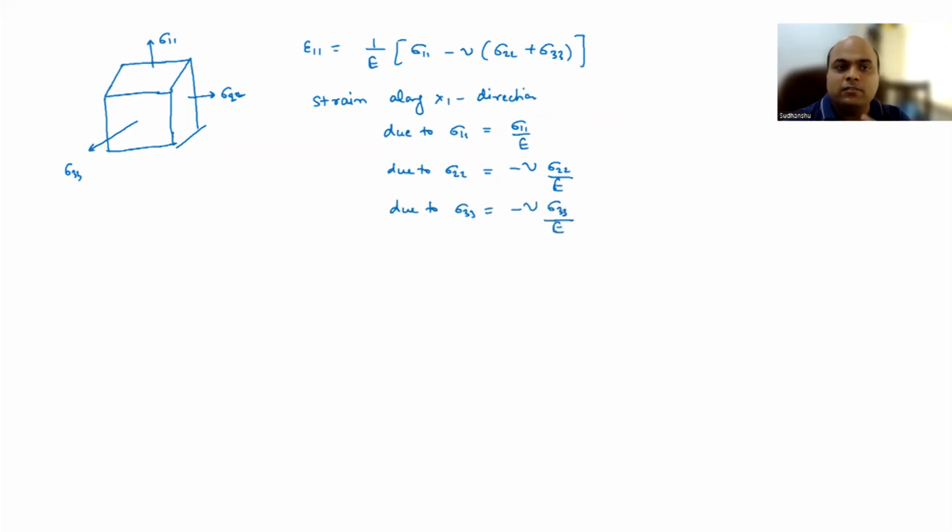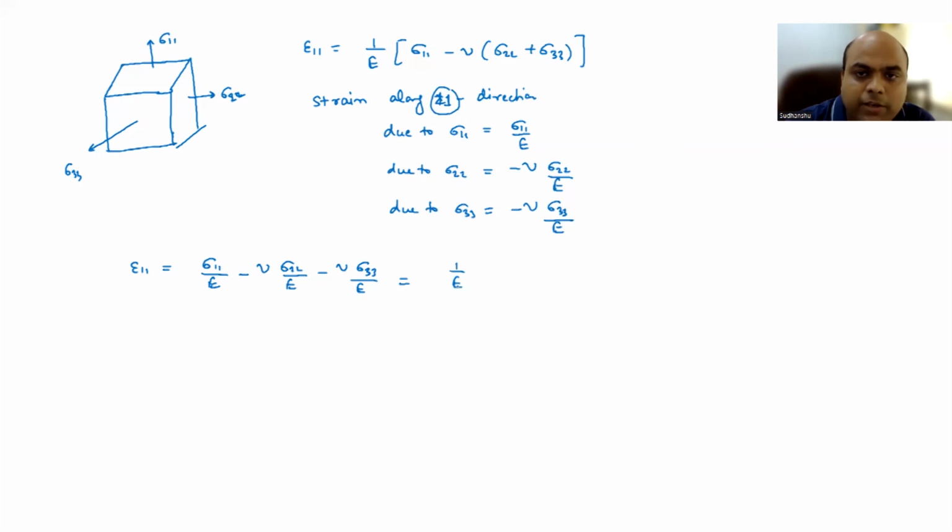So strain along one direction. Okay, let me write down one direction. Okay, so the strain along one direction because of sigma 11, sigma 22, and sigma 33 will be given like this. So we have to just superimpose to compute the strain along one direction because of sigma 11, sigma 22, and sigma 33, and that will be epsilon 11 equal to sigma 11 by E minus mu sigma 22 by E minus mu sigma 33 by E. So you don't need to remember, you can actually derive it very nicely, right?